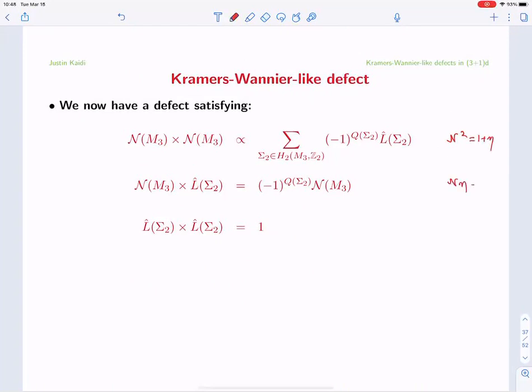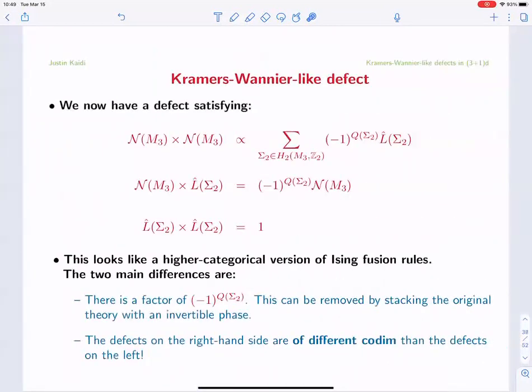And eta equals eta, and eta squares to 1. Okay. So this is really like the higher dimensional analog of these Kramers-Wannier fusion rules. Of course, there are some differences here. A couple of the differences are the following. First of all, we have this phase (-1)^q, which didn't have any analog in 2D.